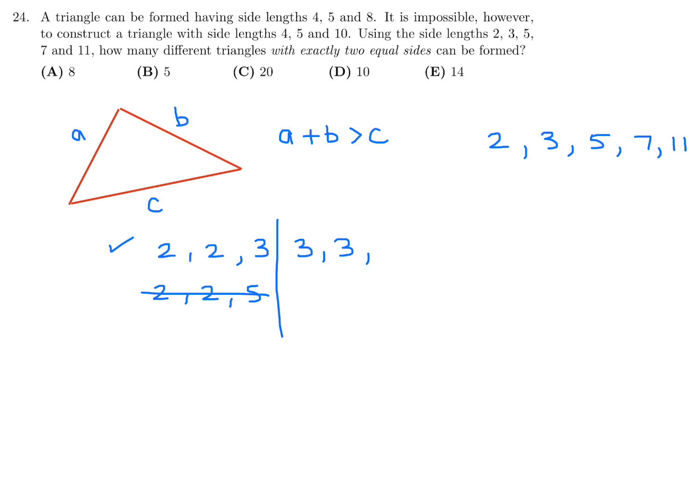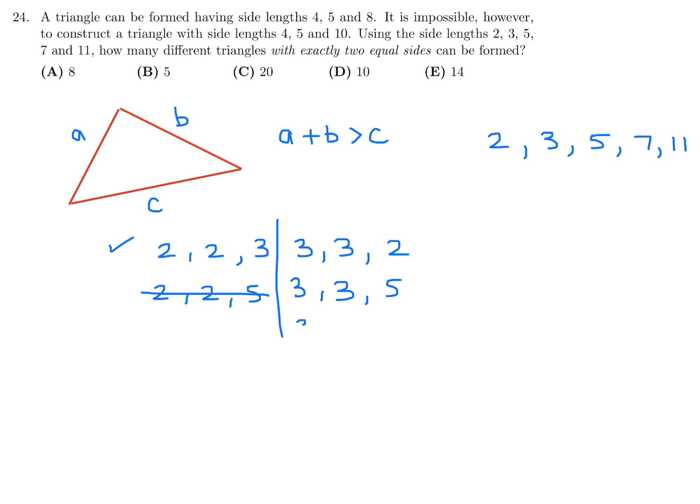3, 3, and what else? Can I put a 2? Definitely. Can I put 3, 3, and 3? Okay, don't avoid that mistake, because remember, it can't be equilateral, it can only be isosceles. Can I put 3, 3, and 5? Well, let's see. 3 plus 3, is it greater than 5? And yes, it is. So that works.